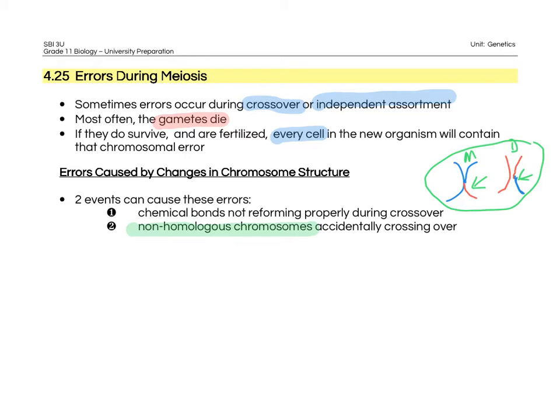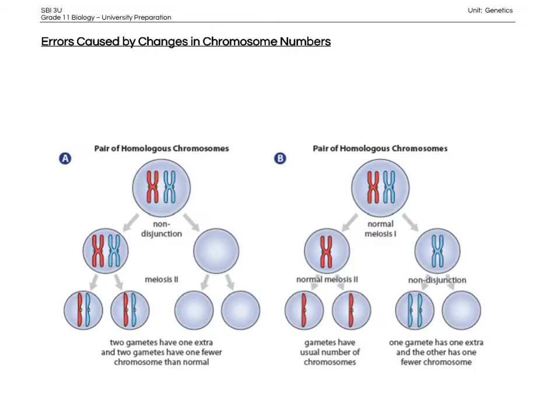What I'm going to have you do at this point is pause the video and look for a worksheet on Google Classroom outlining the different types of errors that could occur during crossover. And you'll learn about some genetic disorders that are specifically associated with this type of error in meiosis. When you finish the worksheet, you should come back to the video because I'm going to talk about the errors that occur during independent assortment.